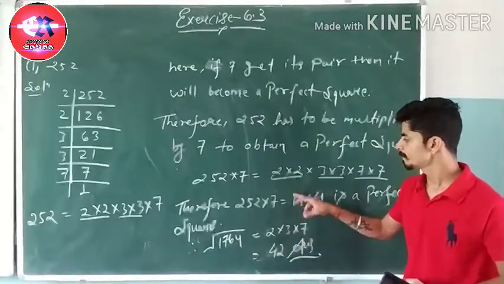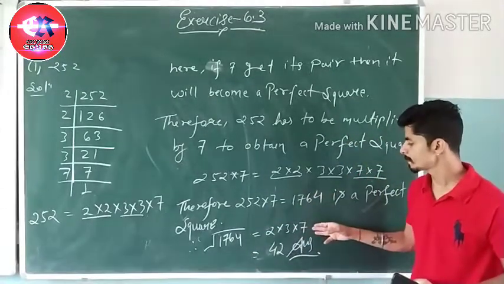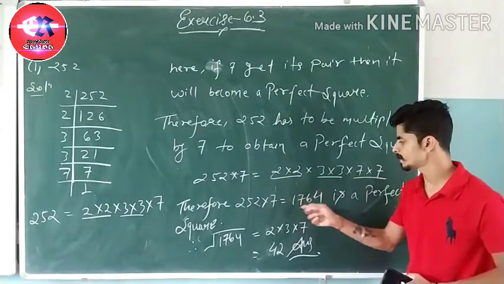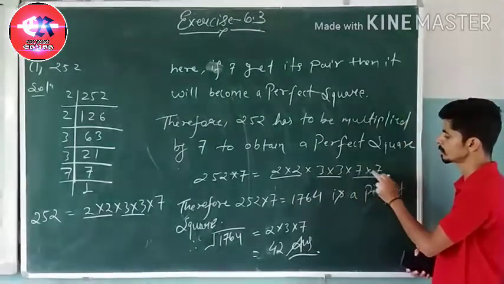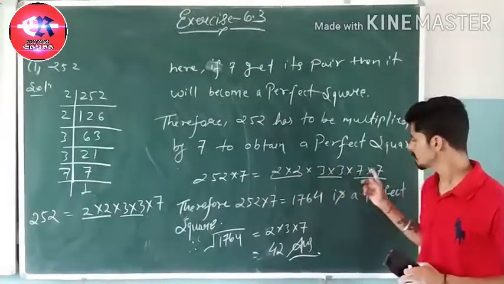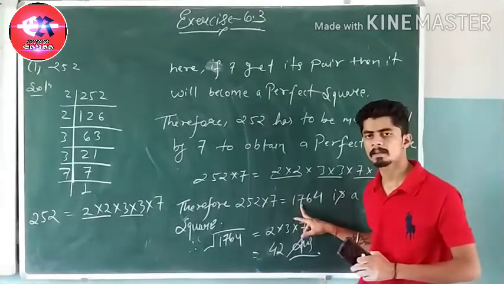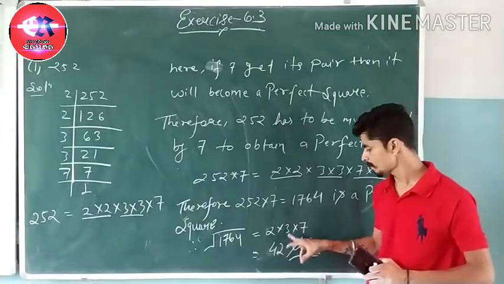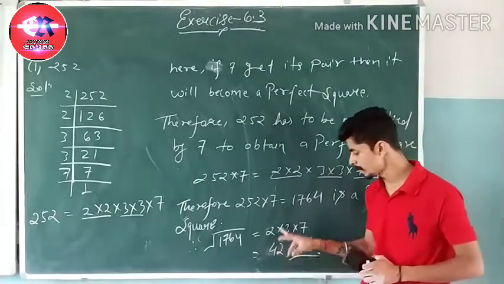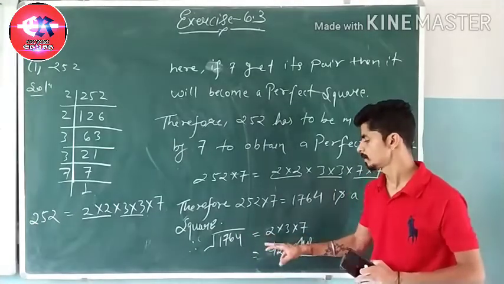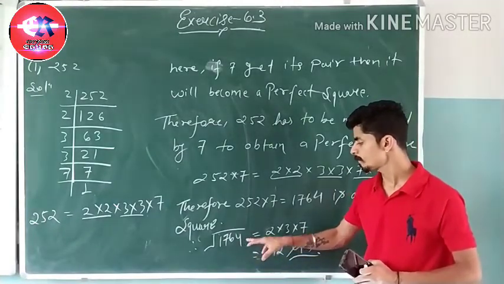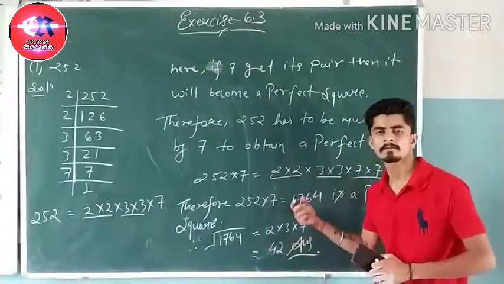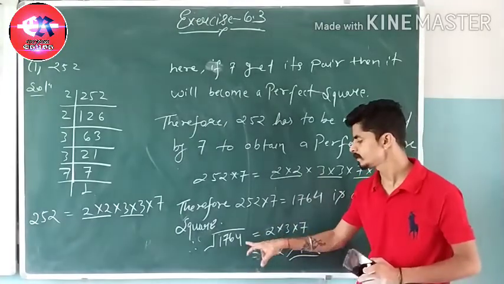It is a perfect square because when we find the prime factorization, the factors of 1764 are 2 into 2 into 3 into 3 into 7 into 7. All these numbers have their pairs, that means 1764 is a perfect square. And after multiplying 2 into 3 into 7, we get 42, and 42 is the square root of 1764. 1764 is the perfect square of 42.